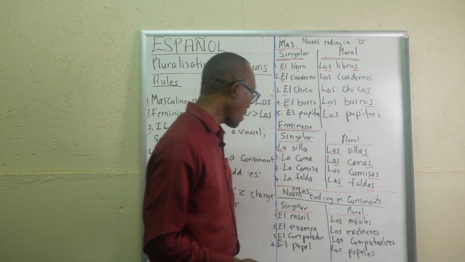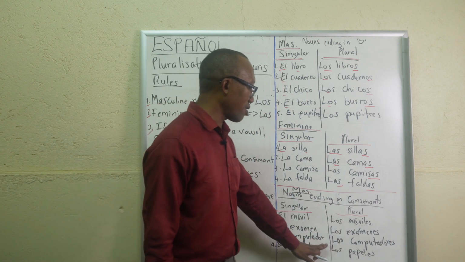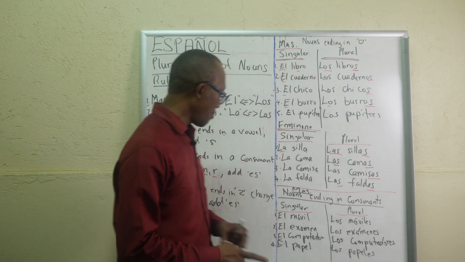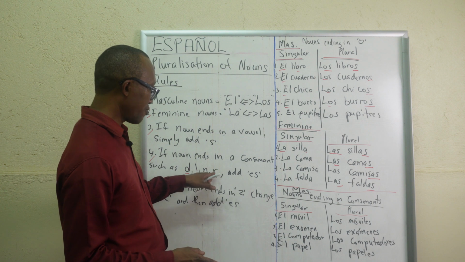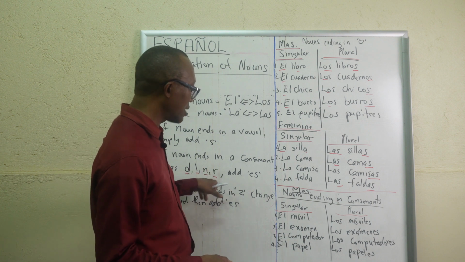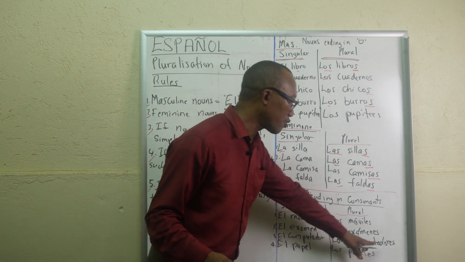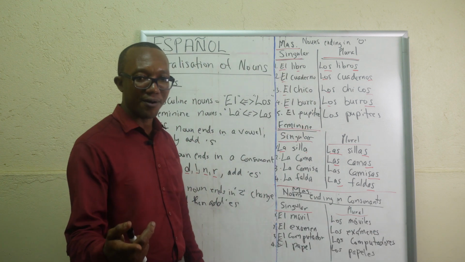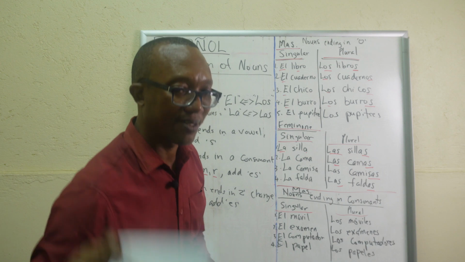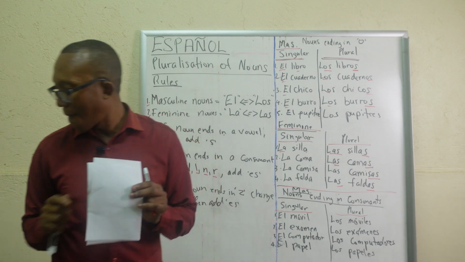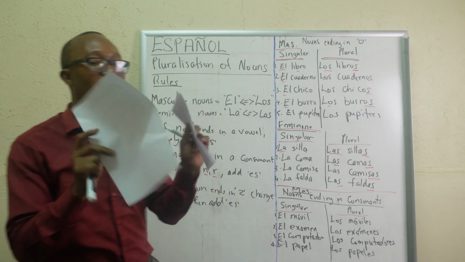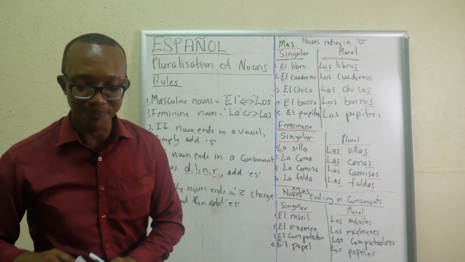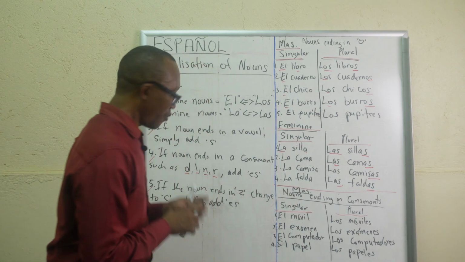Then we have el computador becomes los computadores. Why? Because we said up here, the rule, the R once, it's a consonant, you add the ES. R, computador, computadores. El papel, paper. El papel becomes los papeles, right? More than one, right? But we are continuing.